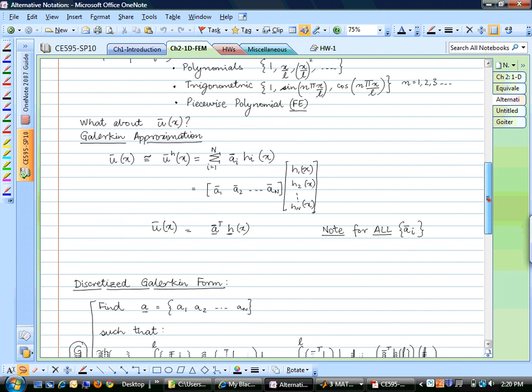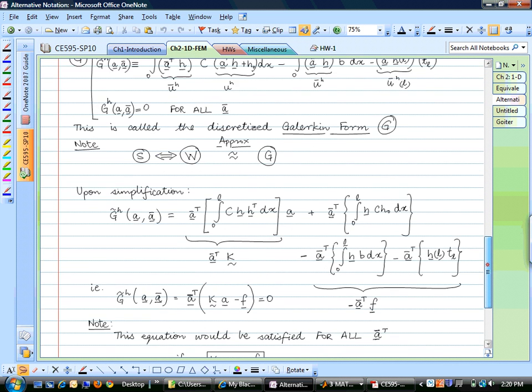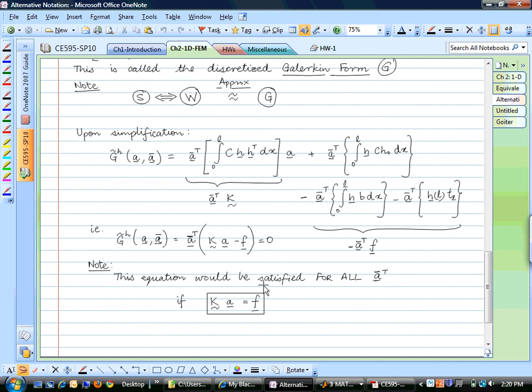And you can plug that back into your weak form. Ultimately, if you go through the algebra, what you will get is the familiar equation that this G prime should be equal to 0, and that will be valid for all virtual displacements if the bracketed quantity is 0. So this is the standard procedure for all finite element formulations.